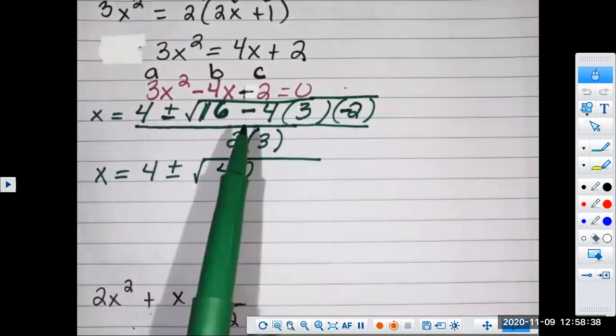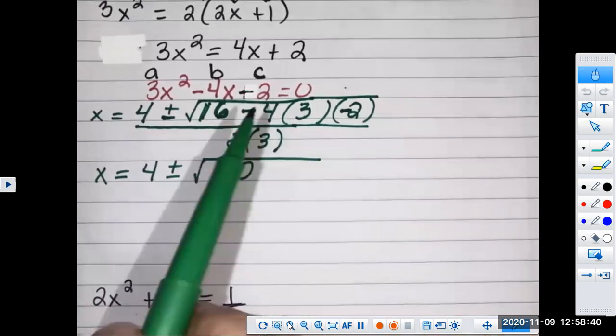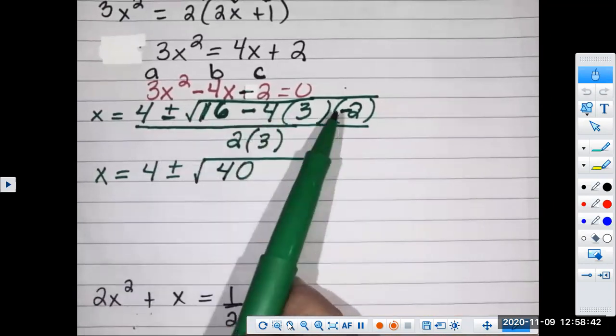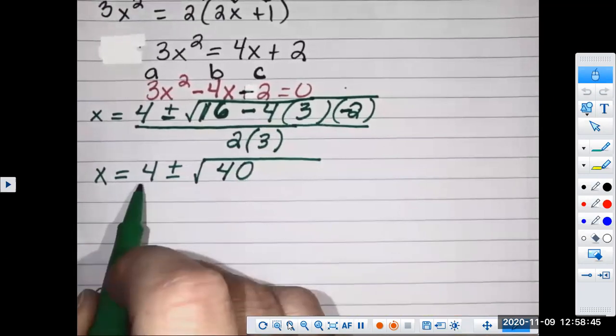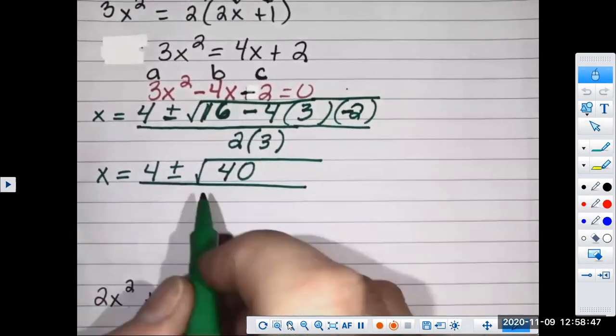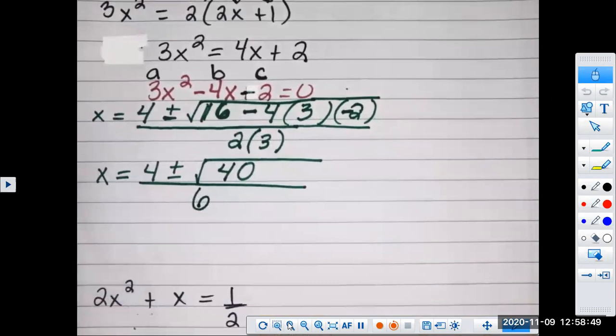Now, of course, you can always type this in a calculator just like you see it: 16 minus 4 times 3 times -2, and you'll get 40 if you type it in right. All over 6.